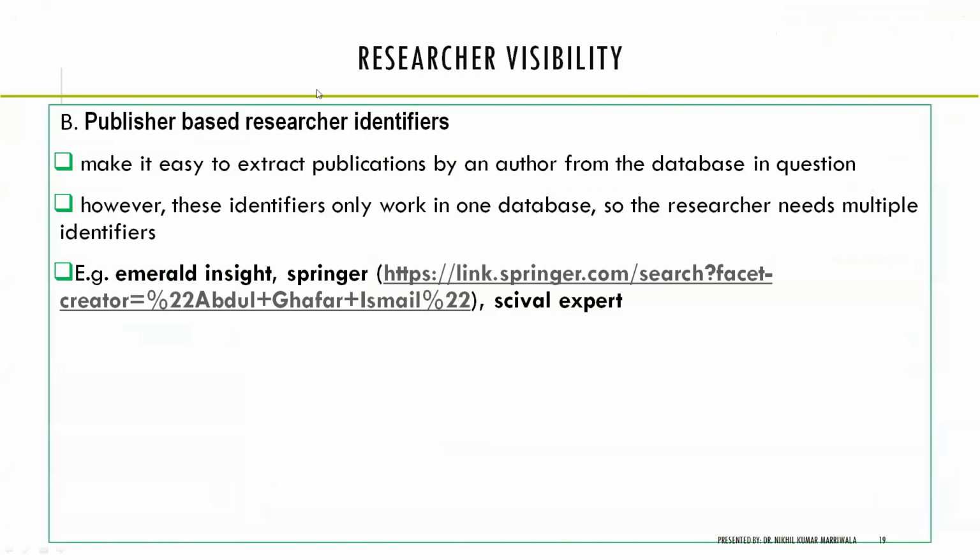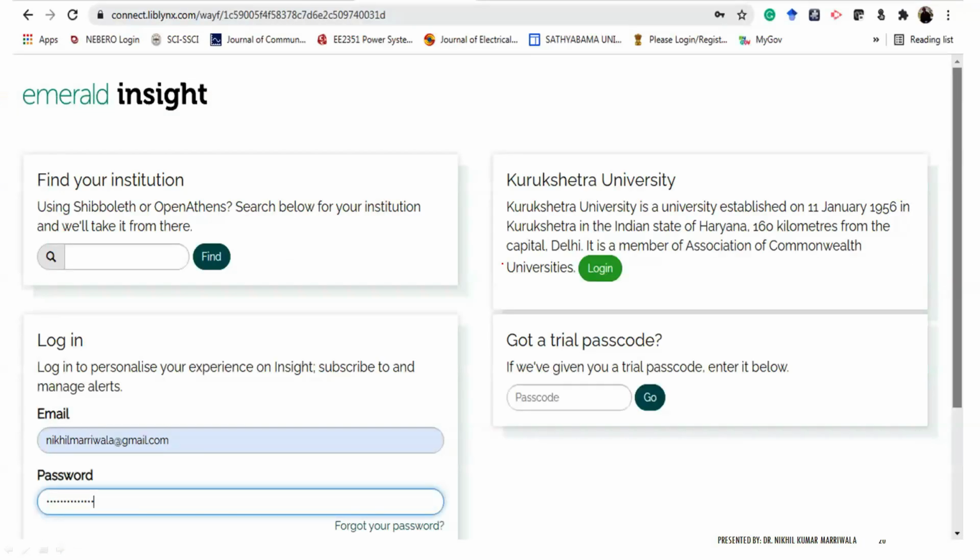So publisher-based research identifiers, one of the research identifiers I've already shown you is ORCID. Another one is provided by Emerald. Another one is provided by Springer, right? So there are so many now, but still the ORCID part is treated as the best part for anybody. Emerald Insight is another one who's providing you a particular insight into your own part.